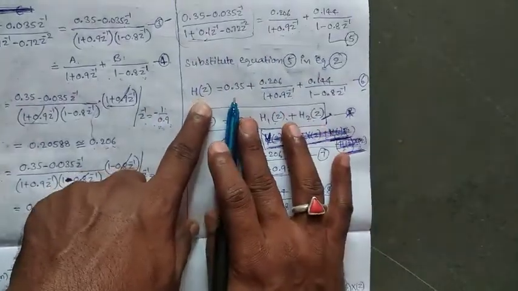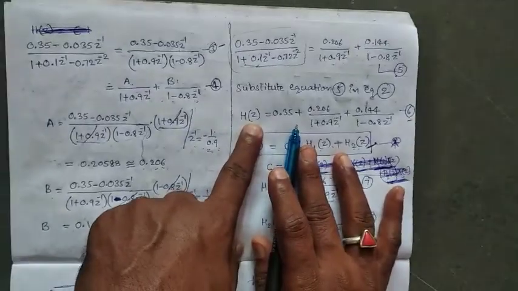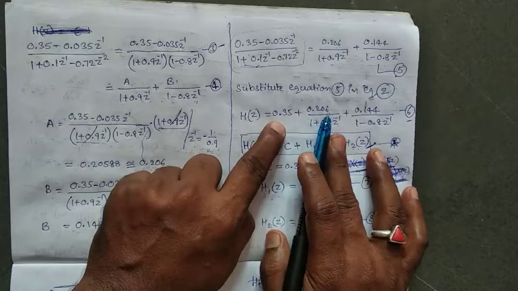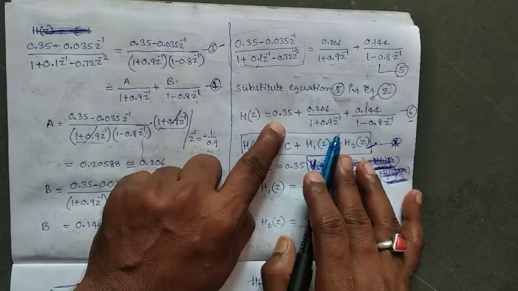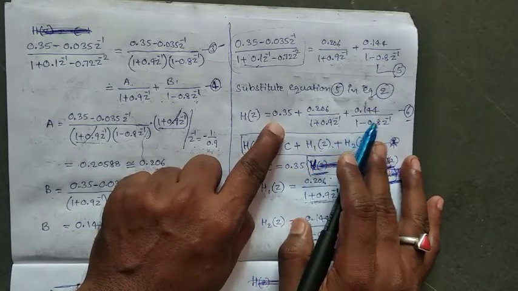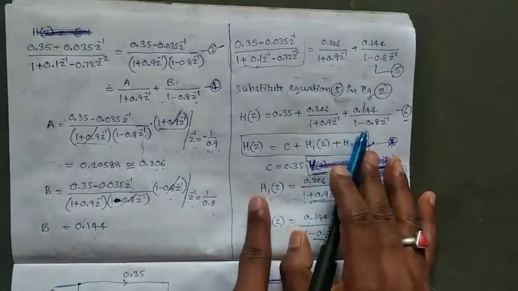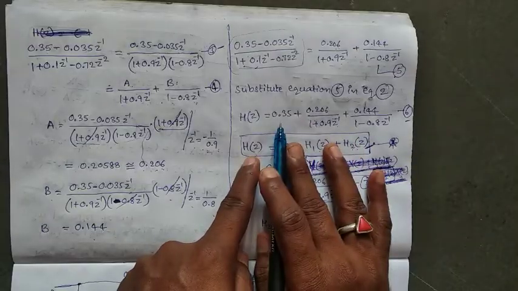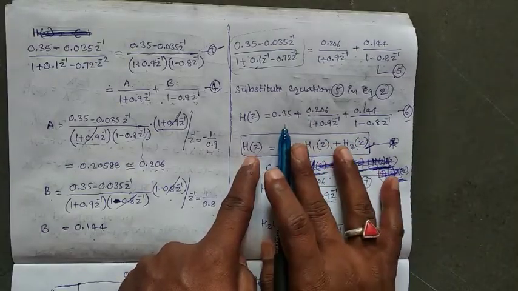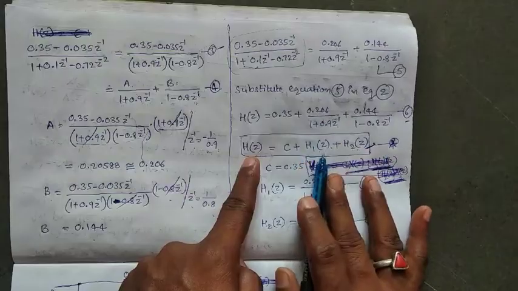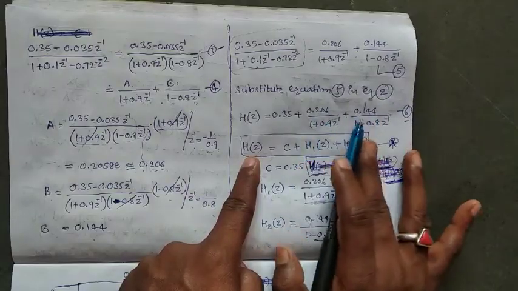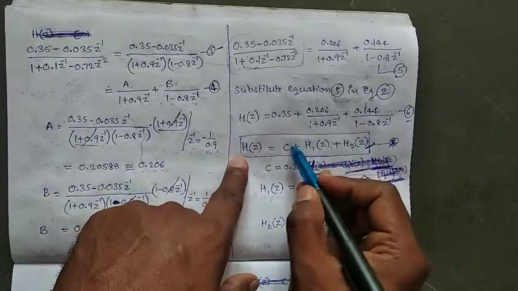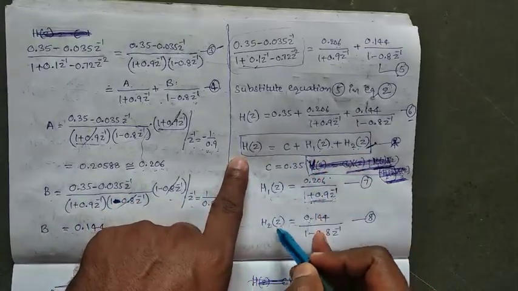Now we are substituting this equation in equation 2. That equation becomes H of z is equal to 0.35 plus 0.206 by 1 plus 0.9 z power minus 1 plus 0.144 by 1 minus 0.8 z power minus 1. Here this can be written as H of z is equal to C plus H1 of z plus H2 of z. From this we are observing C, H1 of z and H2 of z.